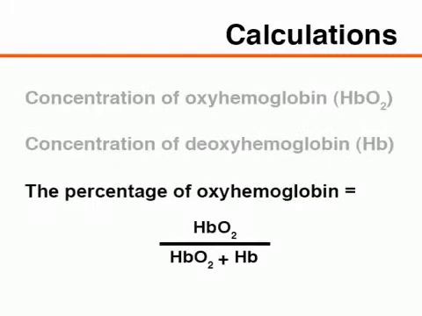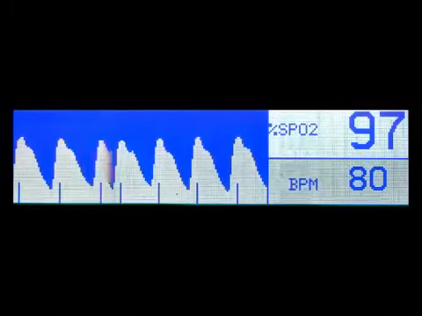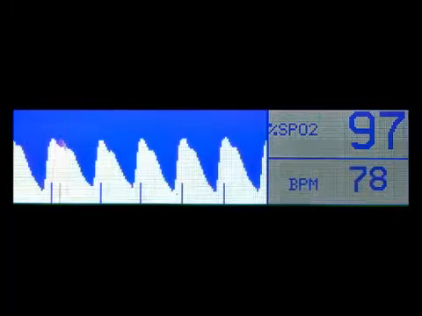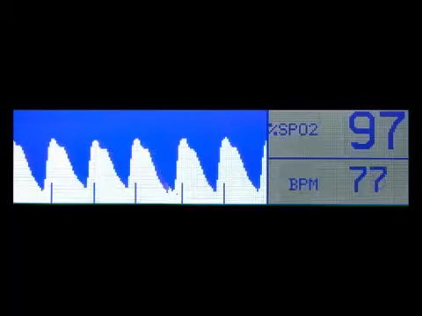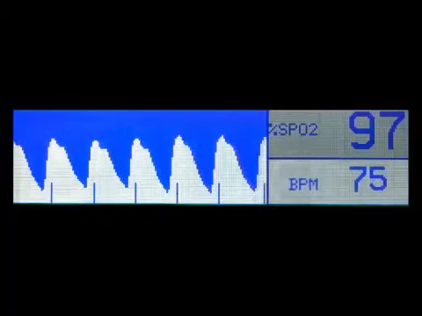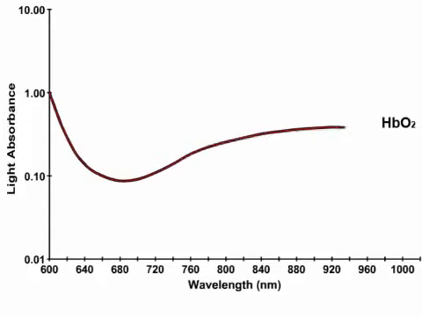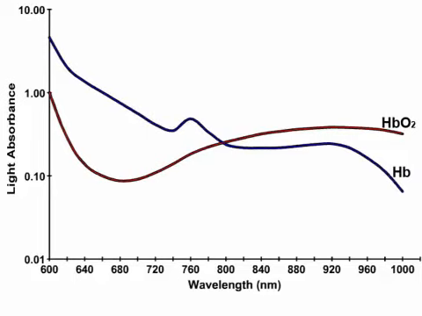It then calculates the percentage of oxyhemoglobin and displays the hemoglobin-oxygen saturation in arterial blood, a waveform corresponding to the pulsatile flow in arterial vessels, and the heart rate. Pulse oximeters function on the principle that oxygenated and deoxygenated hemoglobin absorb red and infrared light differently.